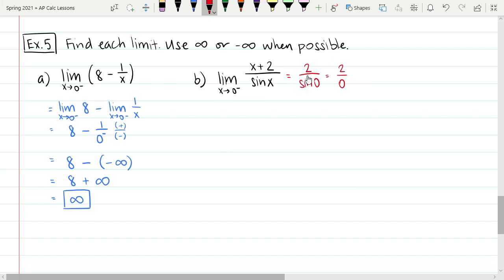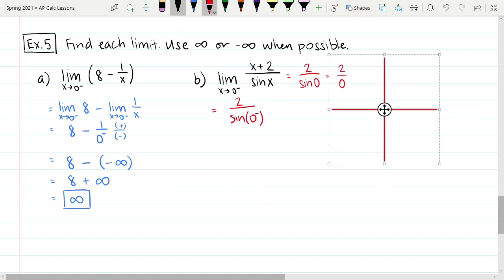So let's actually explore this whole sine of 0 thing a little bit more closely. So we know again that this is going to be 2 over the sine of something slightly less than 0. So there are two ways that you can consider this. One way that you can think about this is using your unit circle.